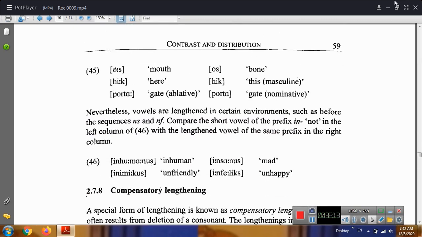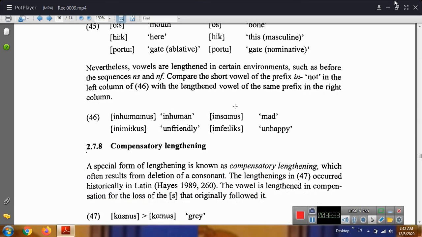They make differences in meaning. And here you can see other examples where we have differences just because of their length. Os and os: bone, mouth. Hic means here, hic means this. Porta means gate in ablative form, and we have porta meaning gate in nominative form.